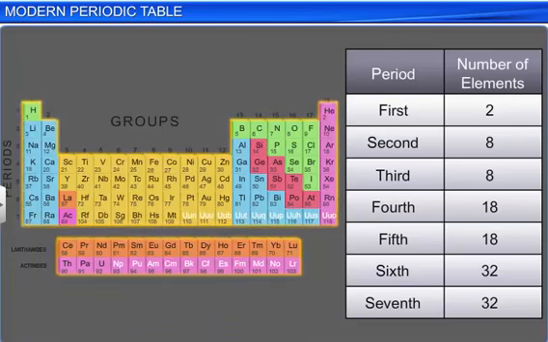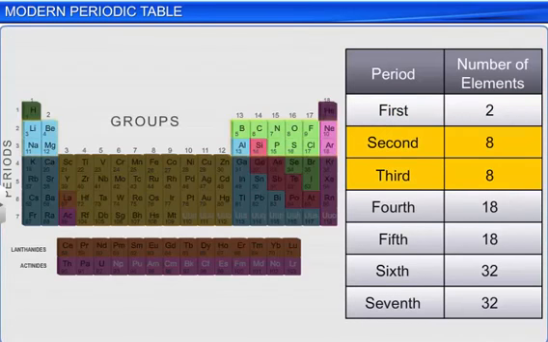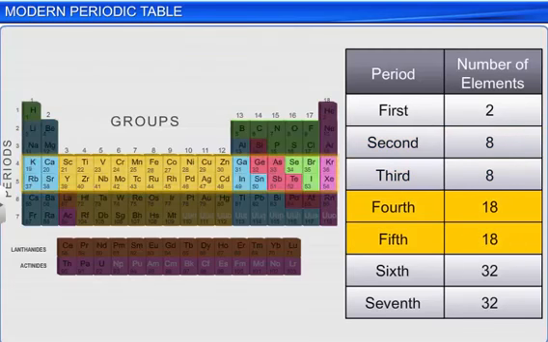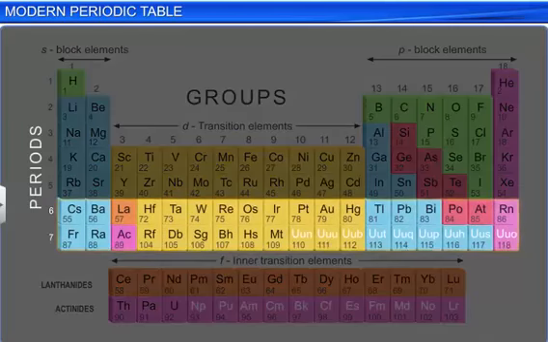For example, first period has 2 elements. Second and third period have 8 elements. Fourth and fifth period have 18 elements. In both the sixth and seventh periods, only 18 elements are shown in the periodic table.